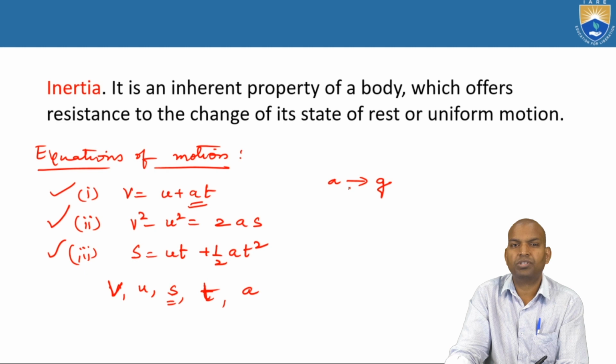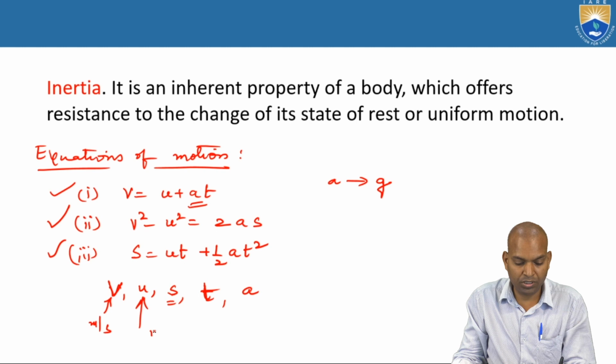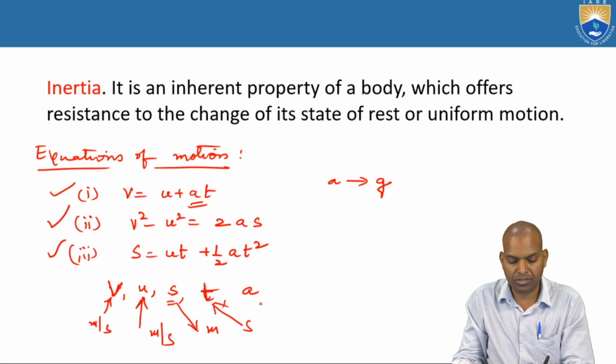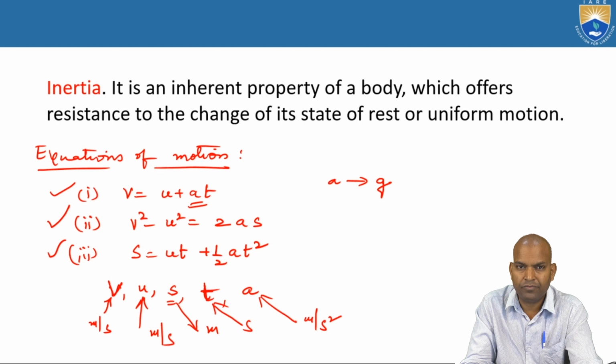Now, these are the equations. V is the final velocity, and the unit for V is meter per second. The unit for U is also meter per second, the unit for S is meters, and the time T is in seconds. A, for acceleration, is in meter per second square. All these equations are applicable to any rigid bodies.